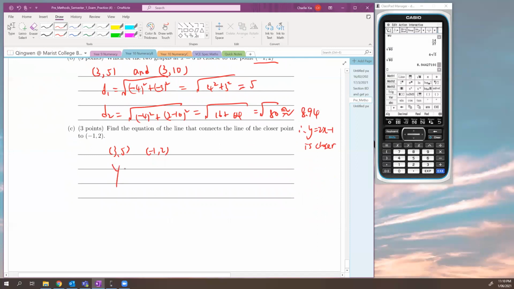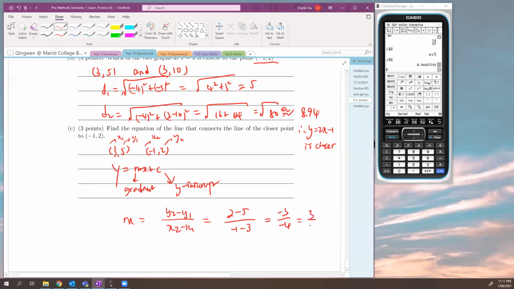So any line could be written as y equals mx plus c. We just need to know the gradient and also the y-intercept. Okay. So to find your gradient, that's x1, y1, x2, y2. Find your gradient m is y2 take away y1 over x2 take away x1. So 2 minus 5 over -1 minus 3, which is -3 over -4, which is 3/4. All right, and then we just need to find our y-intercept.